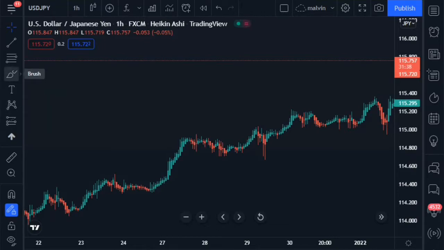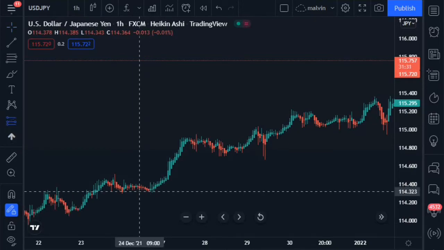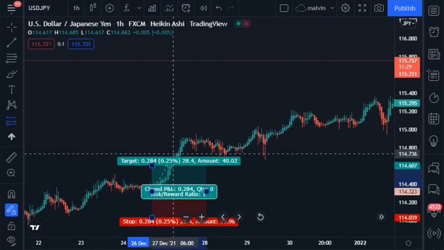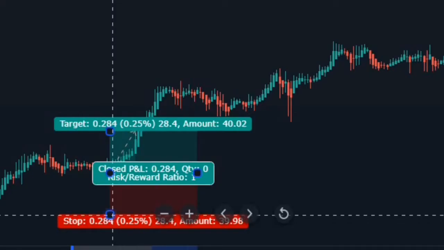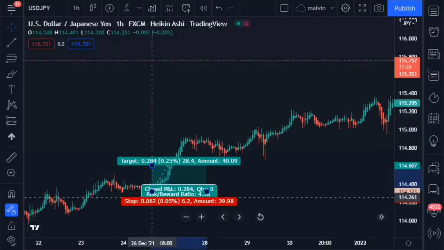For example, in this one we are seeing more bullish candles, and that means we have to take a buy. So let's say, for example, you can take your trade here. Then you can keep your stop loss right below this area here, and target this area here.